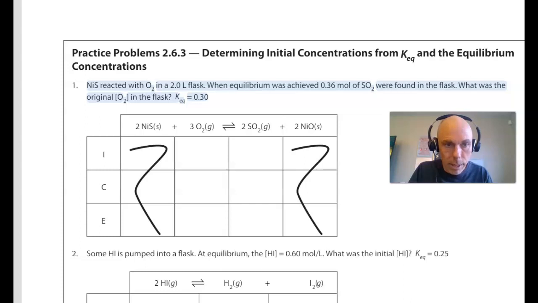All right, last problem. Thanks for hanging in there with me today. Practice problem 263 on page 178 of the ebook or 170 in your textbook. Give this one a shot again on your own. Notice that we want to eliminate from the Keq expression NiS and NiO because they're pure solids. Come on back when you're done and see how your solution compares to mine.